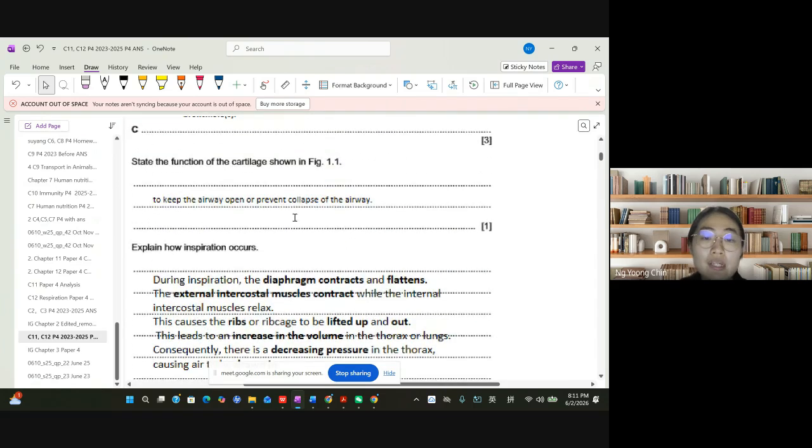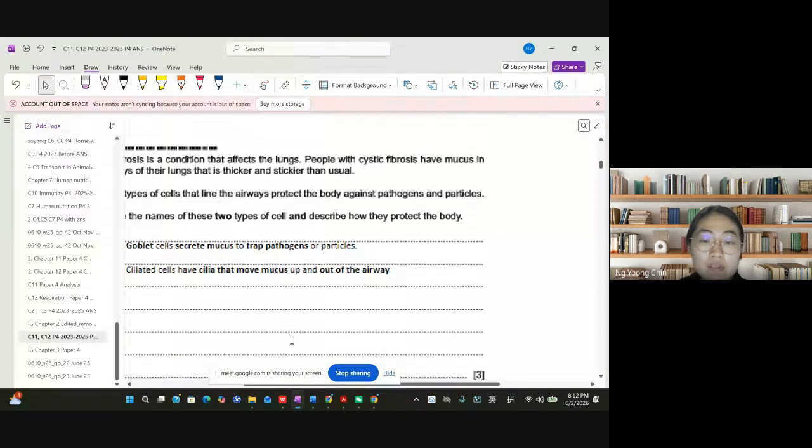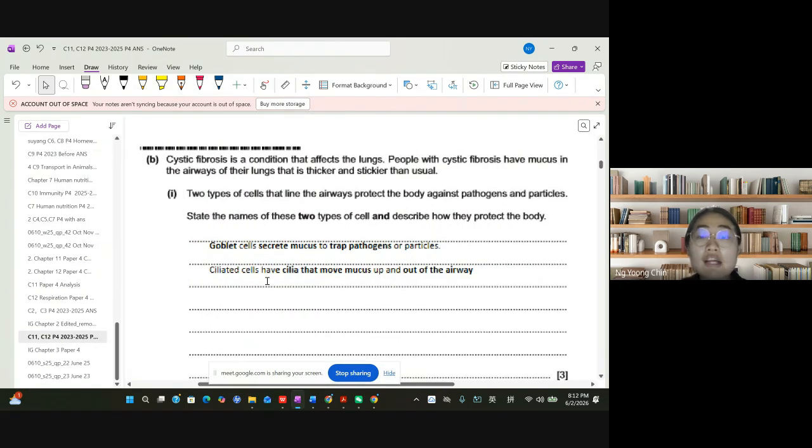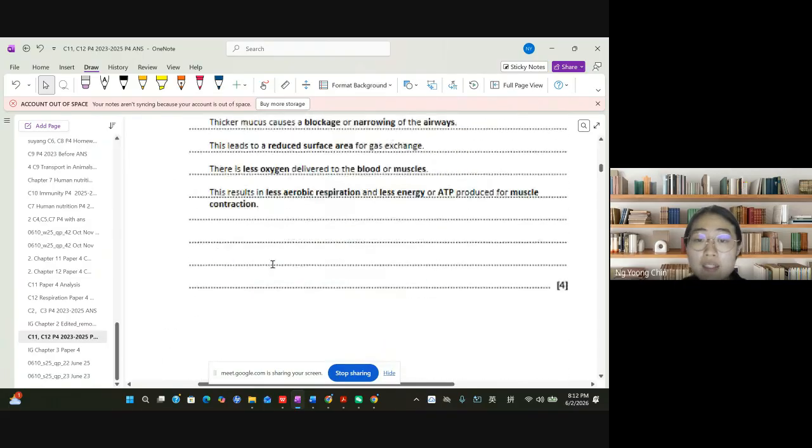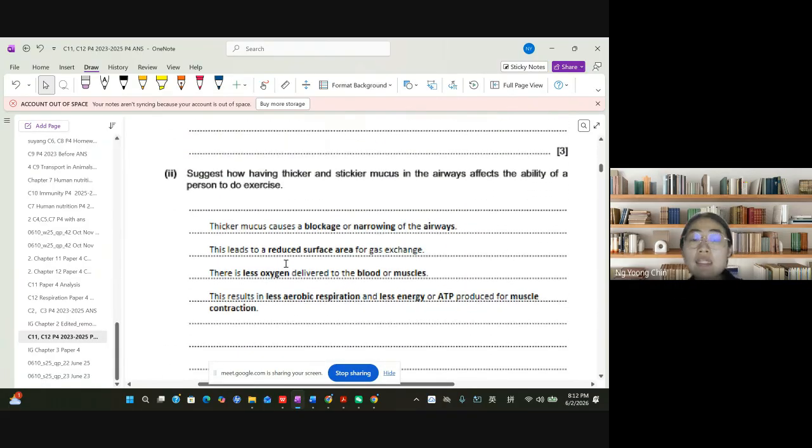Okay, how does variant occur? I will not repeat again. You can read by yourself. See the function for the goblet and ciliated cell, which is the same thing. And then for this one, okay.